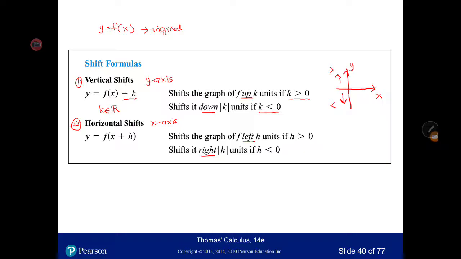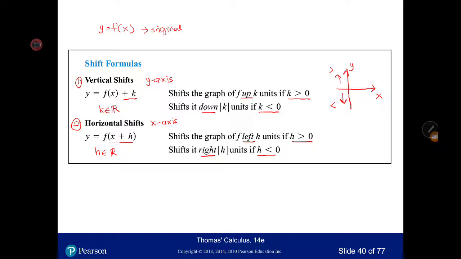Then number two is the horizontal shifts. But now the change is not outside the function, the change is inside the parenthesis. So x plus h, where h is also a real number, a constant. But this shift involves the x-axis, and it's going to be the opposite of the vertical shift. If h is positive, the whole graph is moving to the left. If h is negative, it's moving to the right. Although if we have a plus sign, naturally we would think it will move to the right, it's the opposite of that.